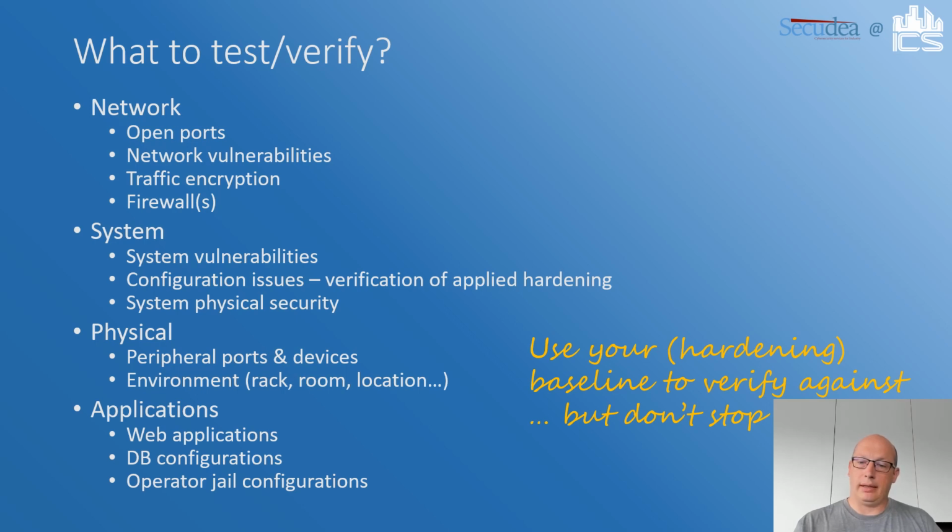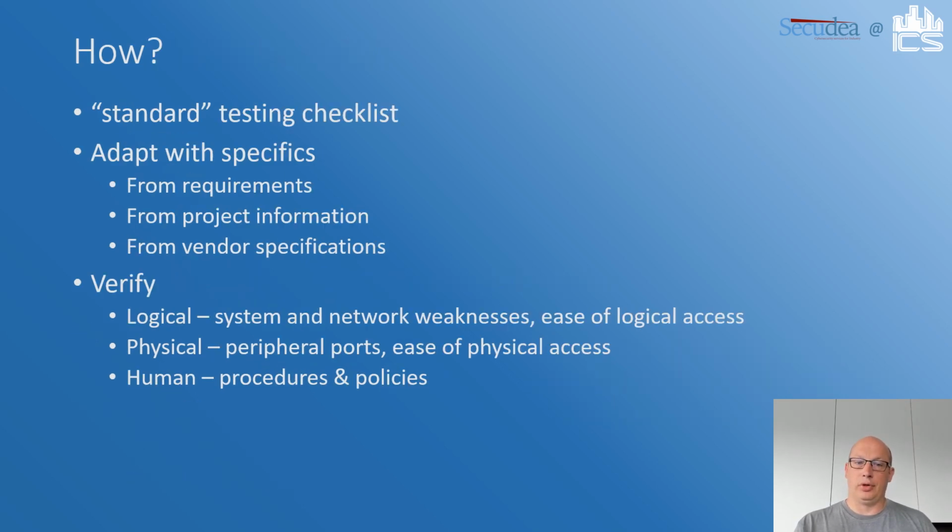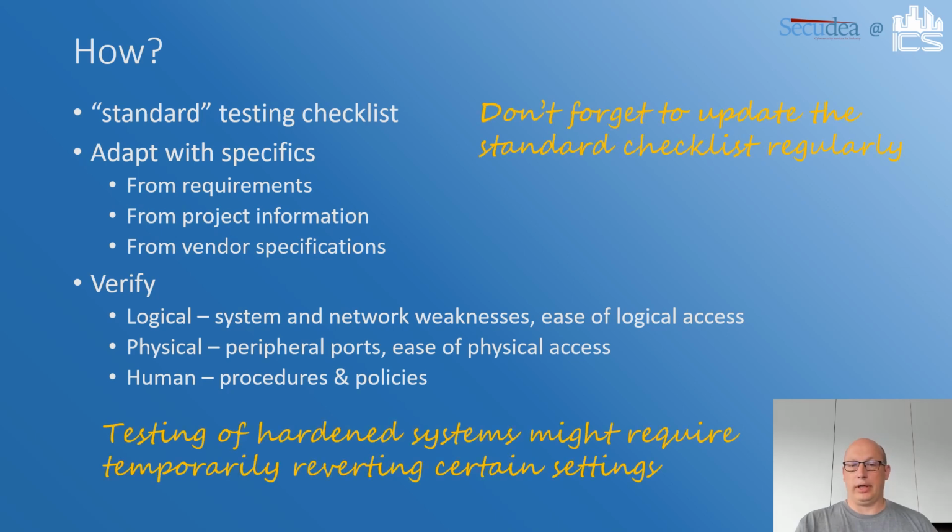The main thing is that hardening baselines or hardening guidelines, if there are any, should be used to verify against, should be used to test against, but you should not stop there. You should verify if those hardening guidelines and security testing checklists should not be updated with specific test requirements, specific project information, or vendor specifications. So your standard checklist should be updated regularly. And you should not forget that you should verify logical, physical, and human aspects of the to-be tested environment.